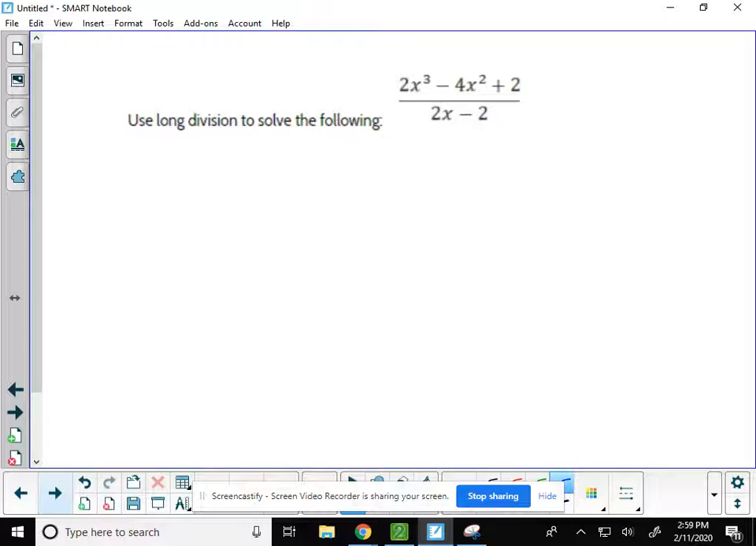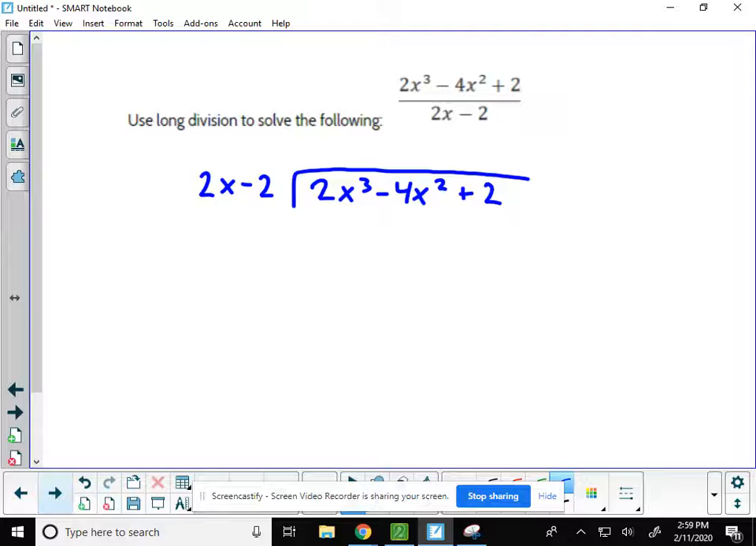So again, the divisor goes outside. The dividend goes inside. So 2x to the third minus 4x squared. You'll notice that we're missing an x term. We can kind of leave that for now, but we're just going to have to kind of watch that when we go through. So we're looking at this guy.